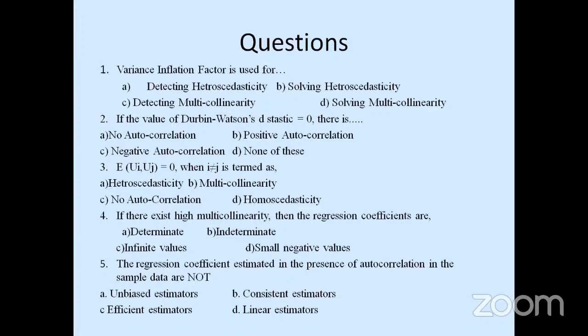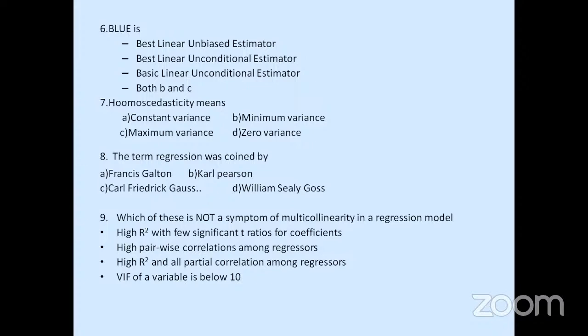The regression coefficients estimated in the presence of autocorrelation in sample data are not efficient estimators. So the next thing is BLUE. BLUE is the best linear unbiased estimator. Homoscedasticity means what? Can anyone answer this question? Minimum variance. Homoscedasticity means constant variance. There is no change in the variance.